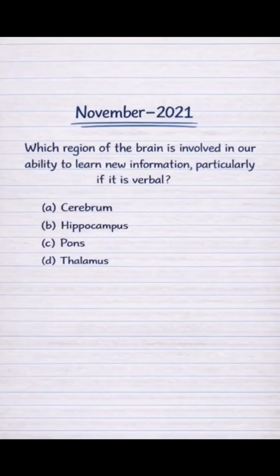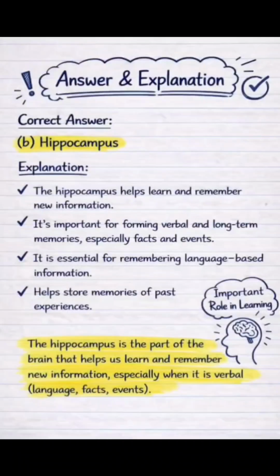The question asks, which part of the brain helps us learn new information, especially verbal information? Verbal information means information in the form of words, language, facts and concepts. The correct answer is option B, hippocampus. Hippocampus is a very important part of the brain. It helps us learn new things and remember information. It is especially important for remembering words, facts and experiences.